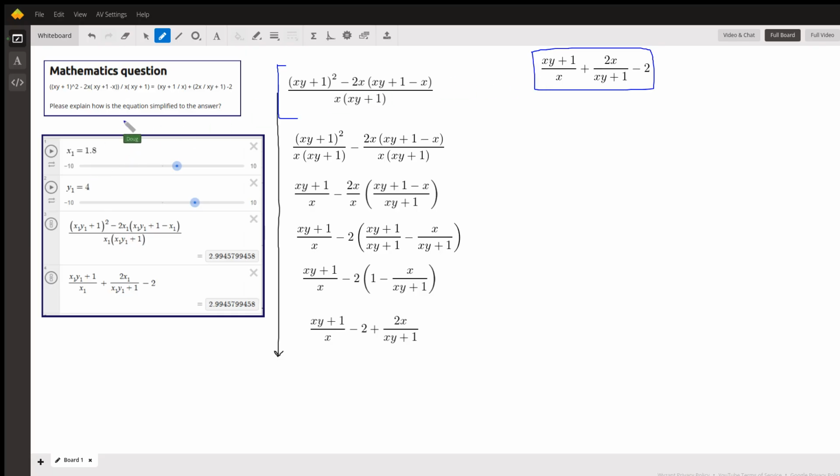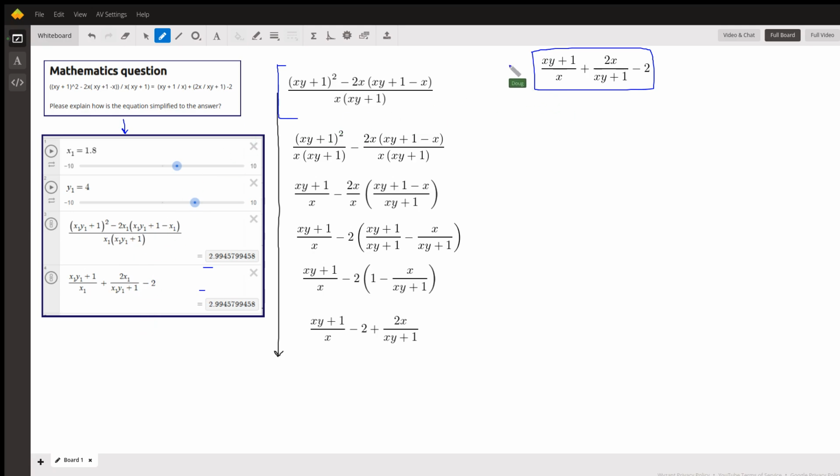And I kind of convinced myself that that's true over here on Desmos using x sub 1, y sub 1 sliders. And you can slide these sliders around and these values are always equal as long as the denominators are not equal to 0. So how do you do that?